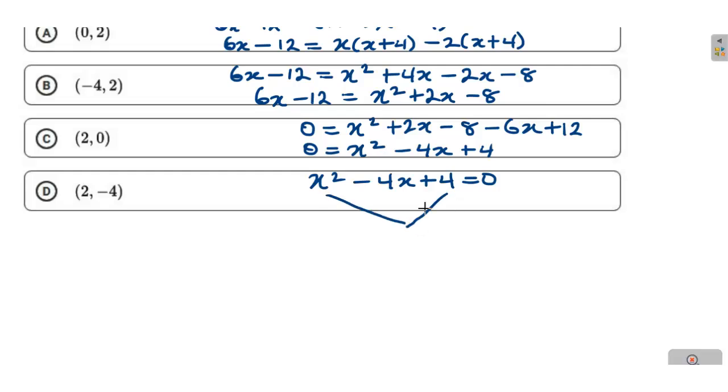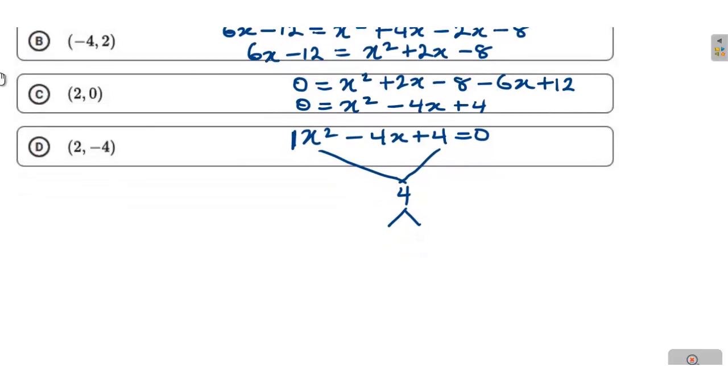If we decompose this, the coefficient of x squared here is 1. So 1 times 4, which is the last term, is 4. We are looking for two terms such that when you add them together, they give you minus 4, and when you multiply them together, they give you 4. Those are minus 2 and minus 2, right? Because minus 2 plus minus 2 gives minus 4, and minus 2 times minus 2 gives us 4. So we replace it here. We now have x squared minus 2x minus 2x plus 4 is equal to 0.